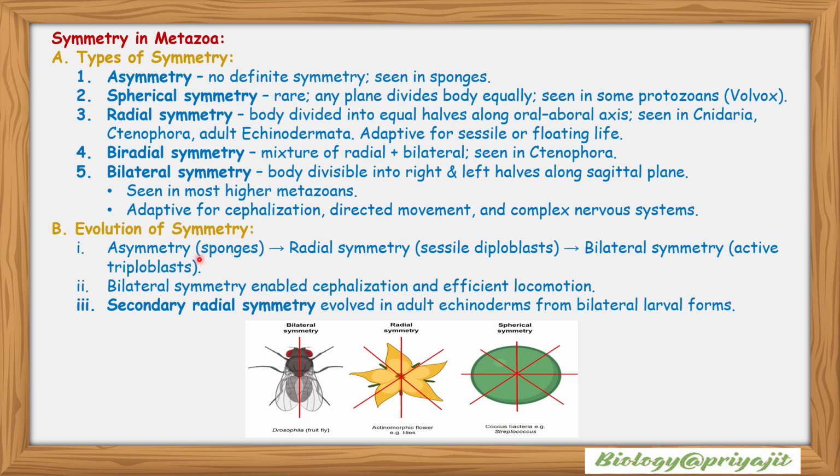Evolution of symmetry: asymmetry, found in sponges, then radial symmetry found in sessile diploblasts, after that bilateral symmetry, which is found in active triploblasts. So bilateral symmetry enabled cephalization and efficient locomotion. Secondary radial symmetry evolved in adult echinoderms from bilateral larval forms.